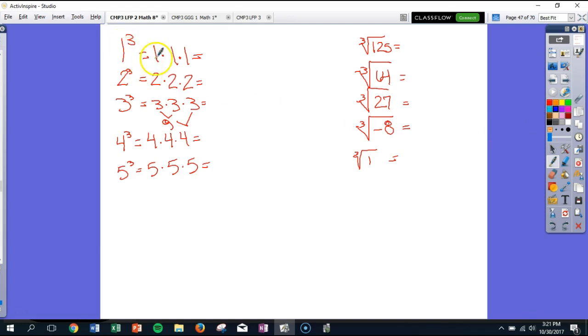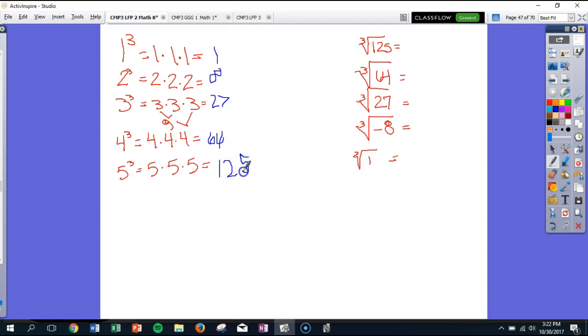1 cubed equals 1 times 1 times 1, or 1. 2 cubed equals 2 times 2 times 2, or 8. 3 cubed is 3 times 3, which is 9, times 3 again gives us 27. So 3 cubed is 27. 4 cubed, 4 times 4 is 16, times 4 again is going to give us 64. And then 5 cubed is 5 times 5 is 25, times 5 more is 125. All right, so that's how cubing numbers works.